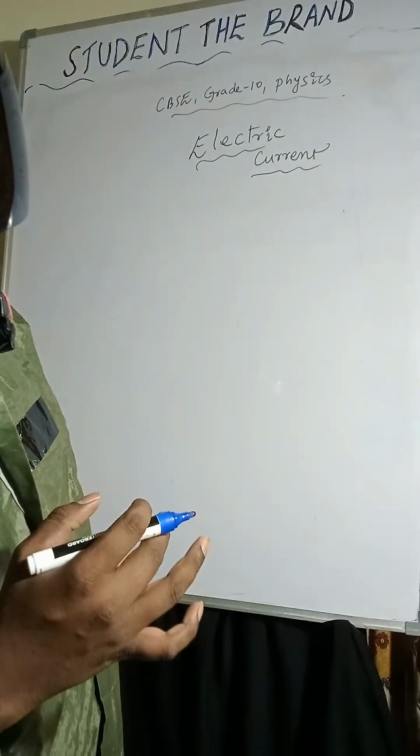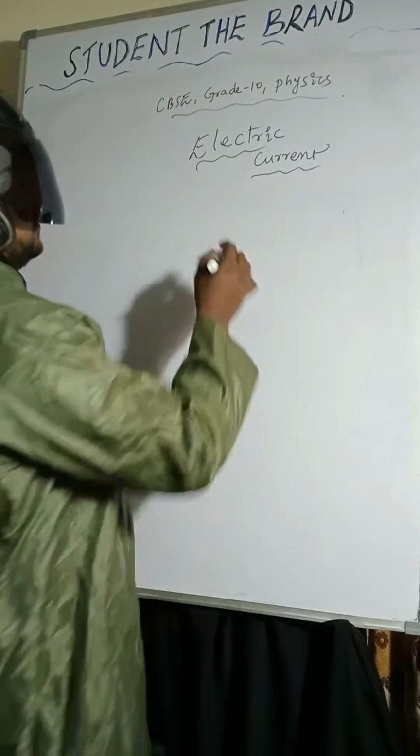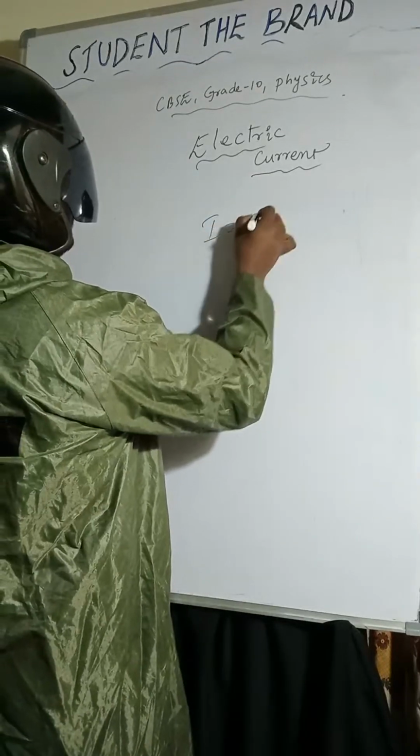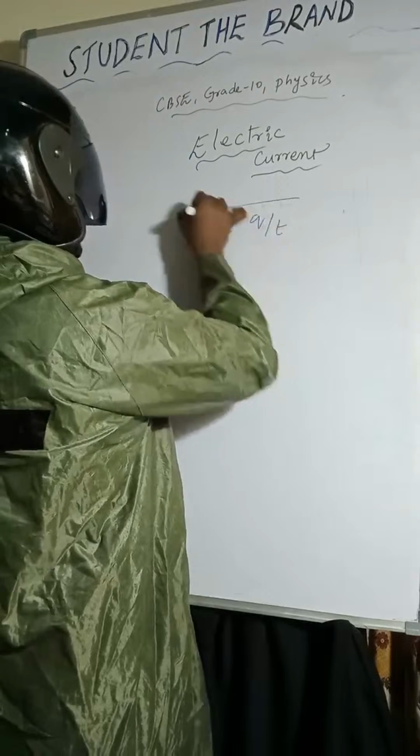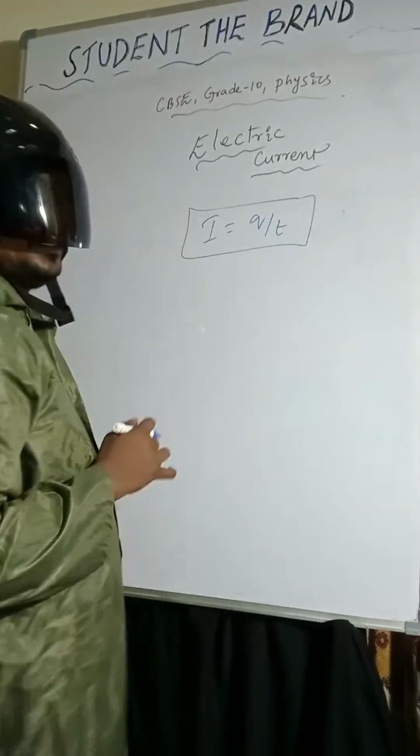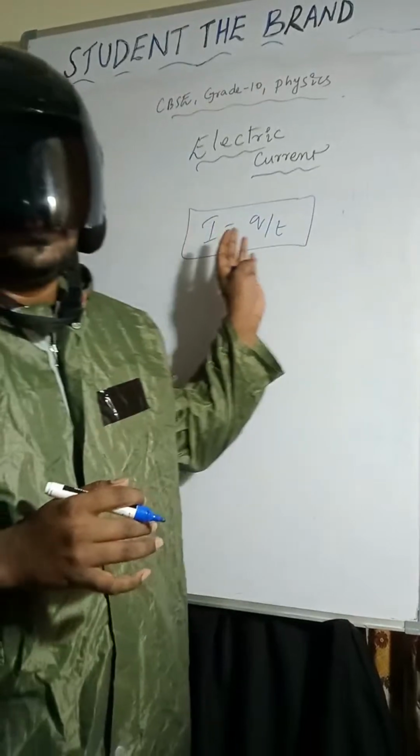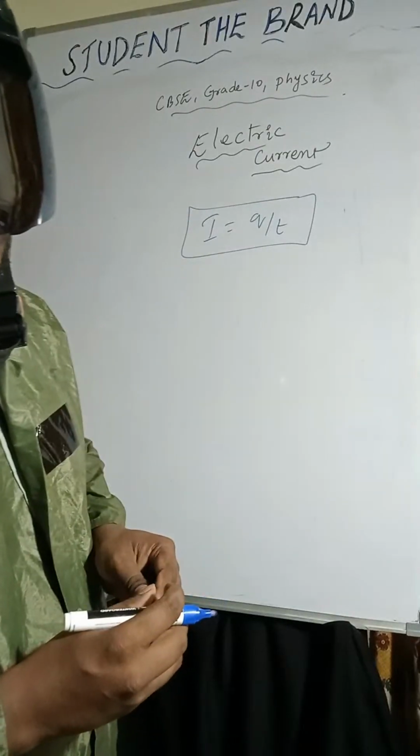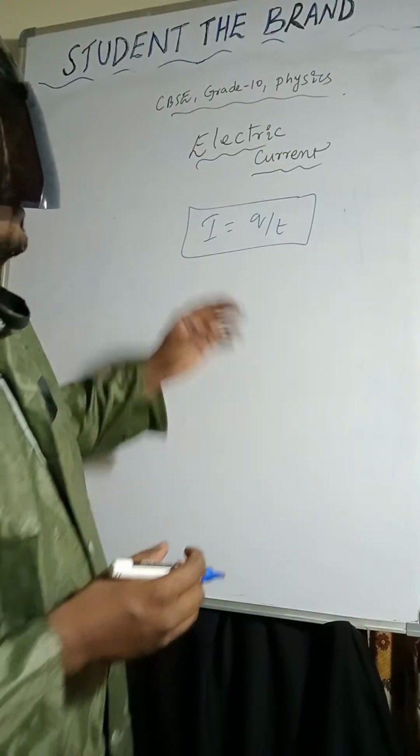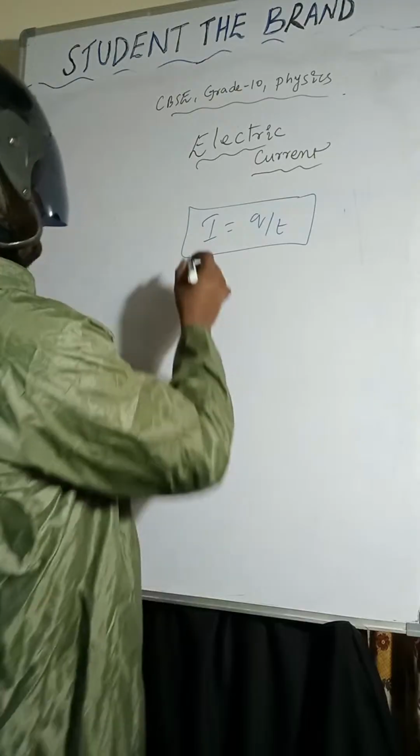So I equal to Q by T. So the rate of flow of charge, I equal to Q by T. So the SI unit of current is ampere.